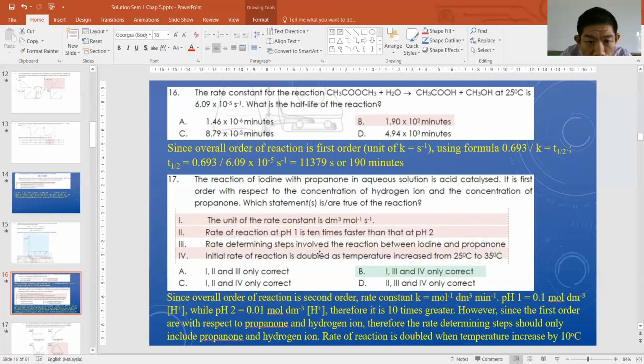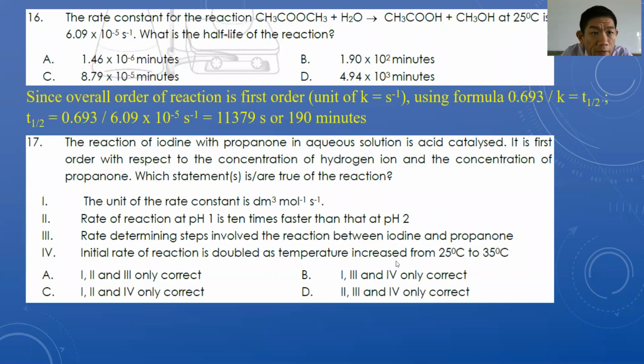So 3 is wrong. So 1, 2, and 4. Sorry, allow me to repeat question number 17 because I made some mistake on the highlighting.